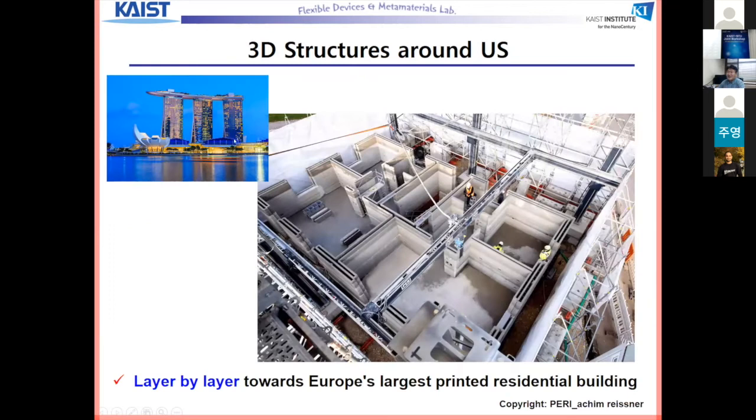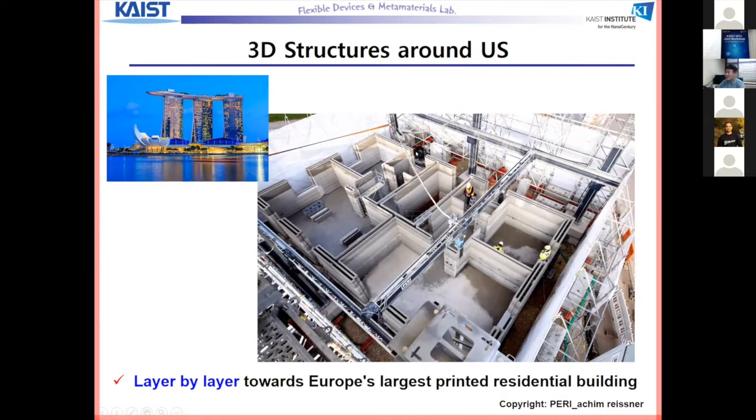And this is Marina Bay in Singapore. When you take a look at our surroundings, everything is three-dimensional. One interesting thing is how beautiful this building is. For all the buildings, the construction procedure is layer by layer. This image here is actually the world's largest 3D printing. Some European company is actually trying to print houses.